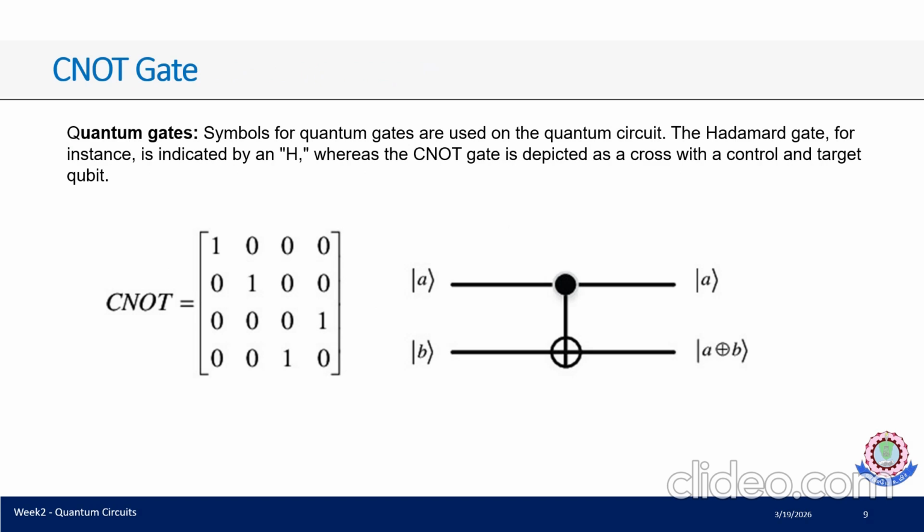So controlled NOT gate. Symbols for quantum gates are used in quantum circuits. The Hadamard gate, for instance, is indicated by H, whereas the CNOT gate is depicted as a cross with control and target qubit. So always, if you hold two sorts of inputs in terms of ones and zeros, you are going to get this sort of answer in terms of ones and zeros, where we hold half composition in terms of plus and half composition in terms of minus.